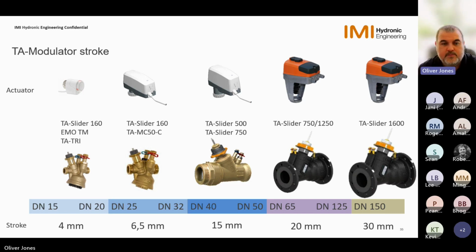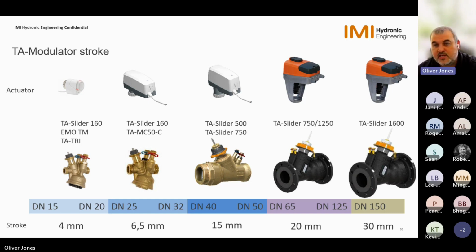As we can see from the next iteration, the 65 to 125mm, we have 20 millimeters of stroke available on those valves. So we typically use our TA-Slider 750 and our TA-Slider 1250 to cover both ranges. We would typically use the 1250 over the 750 depending on your available pressure. If your close-off pressure is very high, you might need more force to be able to close that valve down, so we would go to the 1250.